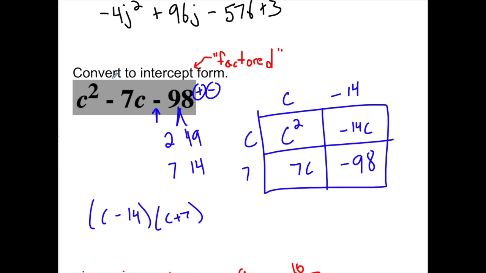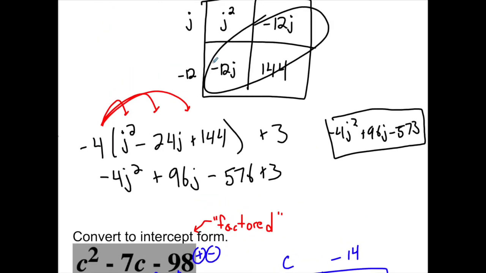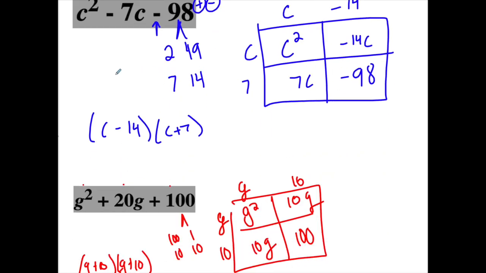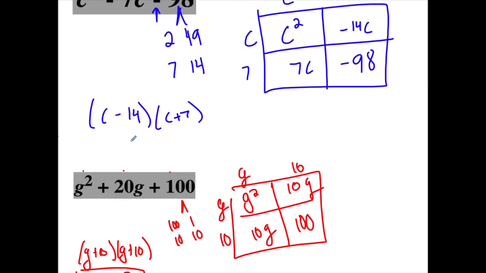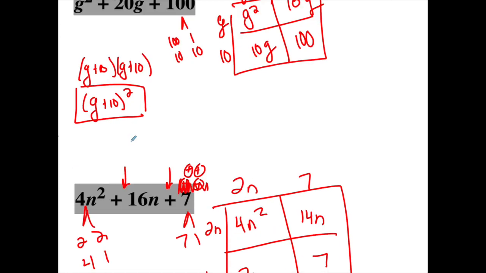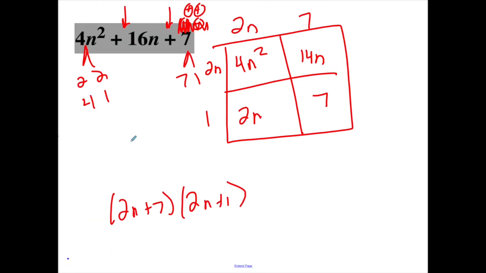All right, so again, our answers here: negative 4j squared plus 96j minus 573. And then we've got c minus 14, c plus 7, g plus 10 squared, and 2n plus 7, 2n plus 1.